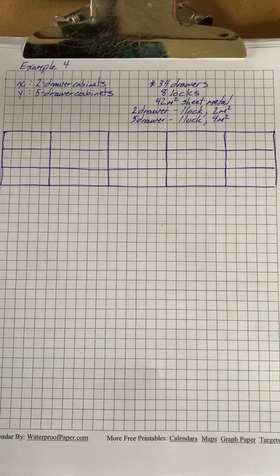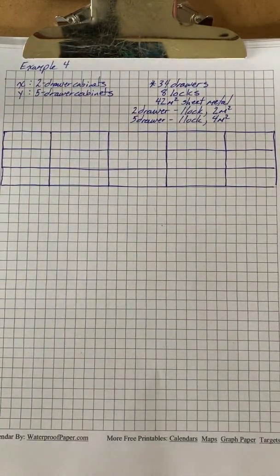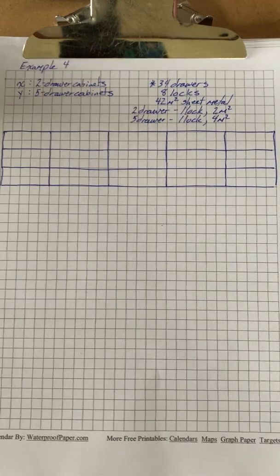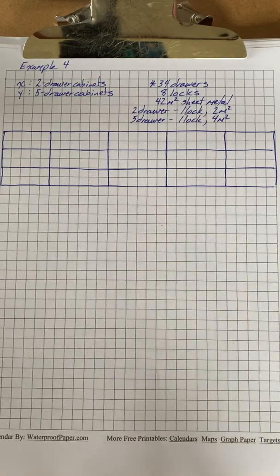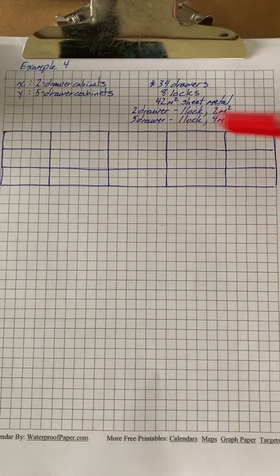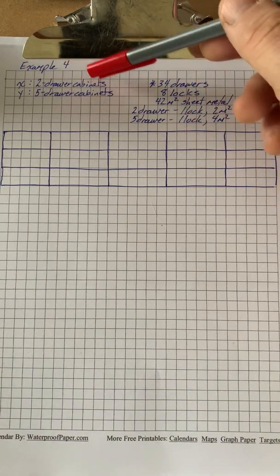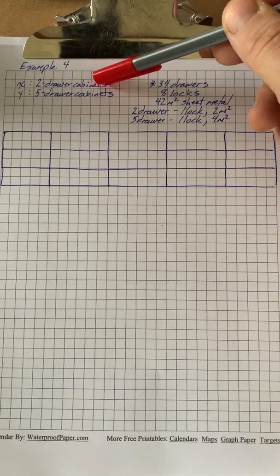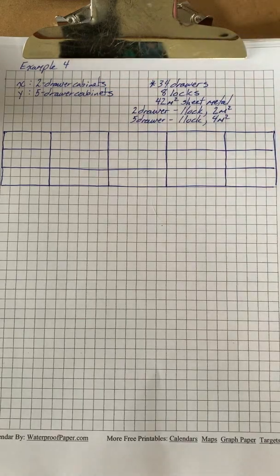Chapter 29, example 4, we're getting into talking about writing tougher constraints for the situation. So we make a table. And in this particular question, we had a cabinet manufacturer who produces 2-drawer and 5-drawer filing cabinets. The question said X will be the 2-drawer cabinets and Y will be the 5-drawer.